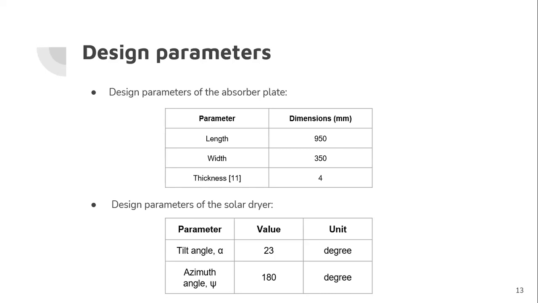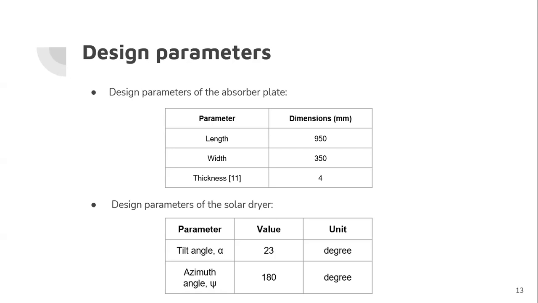We took this from the work of the reference number 11, where it was stated that the thickness of any absorber plate should be between 3 to 6 millimeters. And so we went with 4. And we will see a few slides later why a thicker absorber plate makes no significant changes.